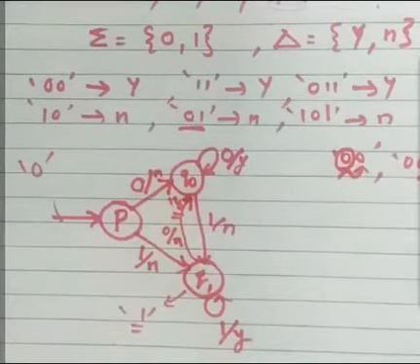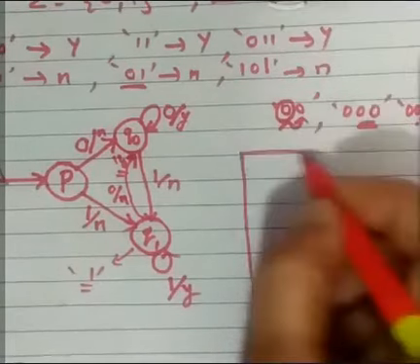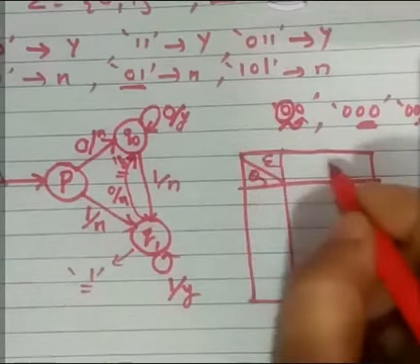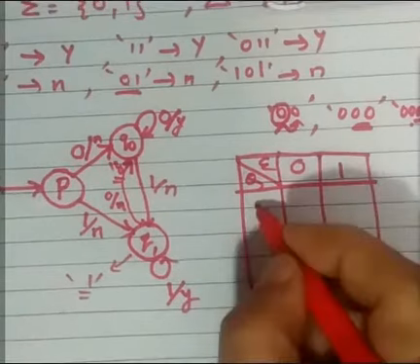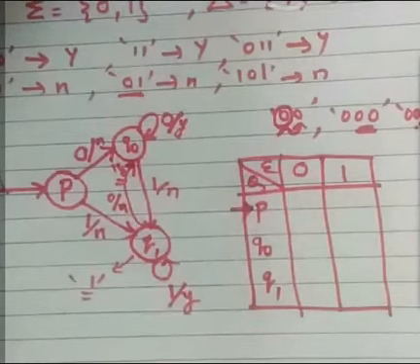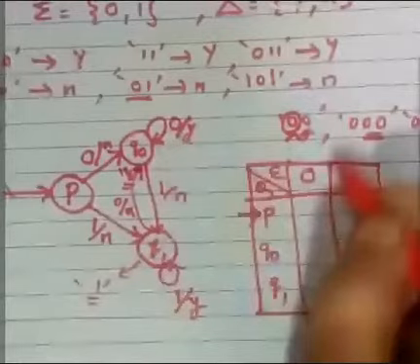Now we will draw two tables. Which two tables? First table is our delta function, that is the state transition function. So here Q, Sigma, what is the input? 0, 1. Right? Now, how many states are there? P, Q0, Q1. Which is the initial state? P is the initial state. Now show the transitions here. So this is my delta function.